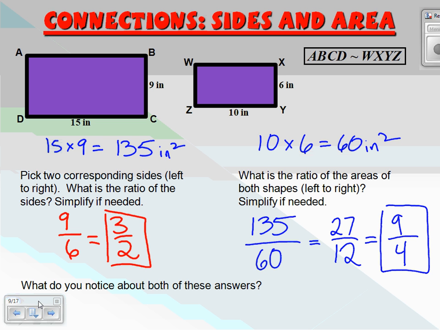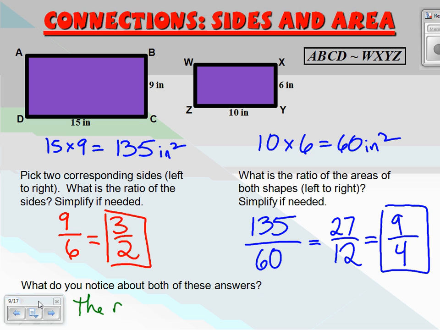Well, if you guys don't notice it, we've actually reviewed this at the very beginning of this lesson. If you notice, 3, if I squared it, gets me 9. 3 times 3 is 9. If I squared the bottom of 2, 2 times 2, that is equal to 4. So, what's the connection? I want you guys to write this down.